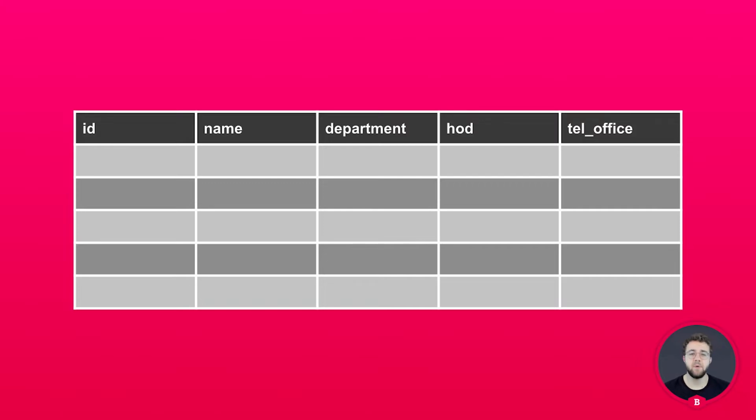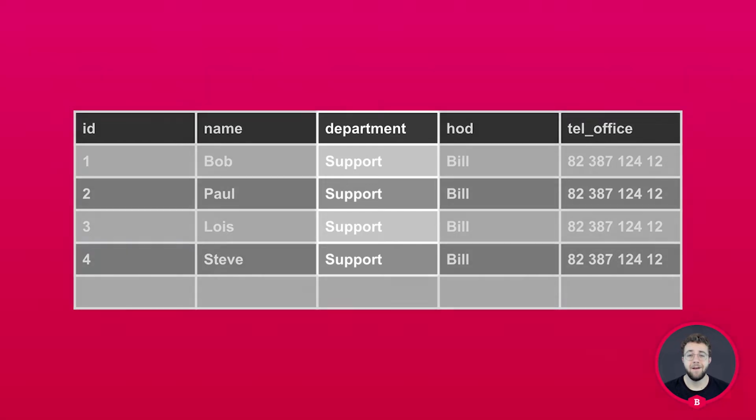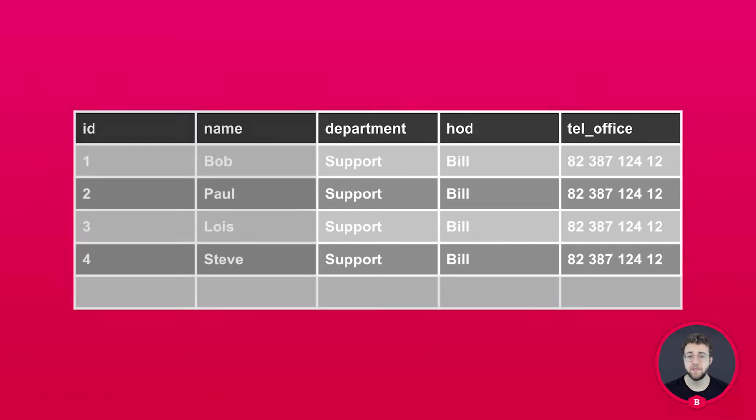Here we have a table with employees with the following columns: ID, name, department, head of department, and office phone number. Let's add 4 employees. As you can see, department, head of department, and office phone number are the same for all of the employees. Whenever we add an employee, this data is repeated, thus redundant. This gives us 3 problems.